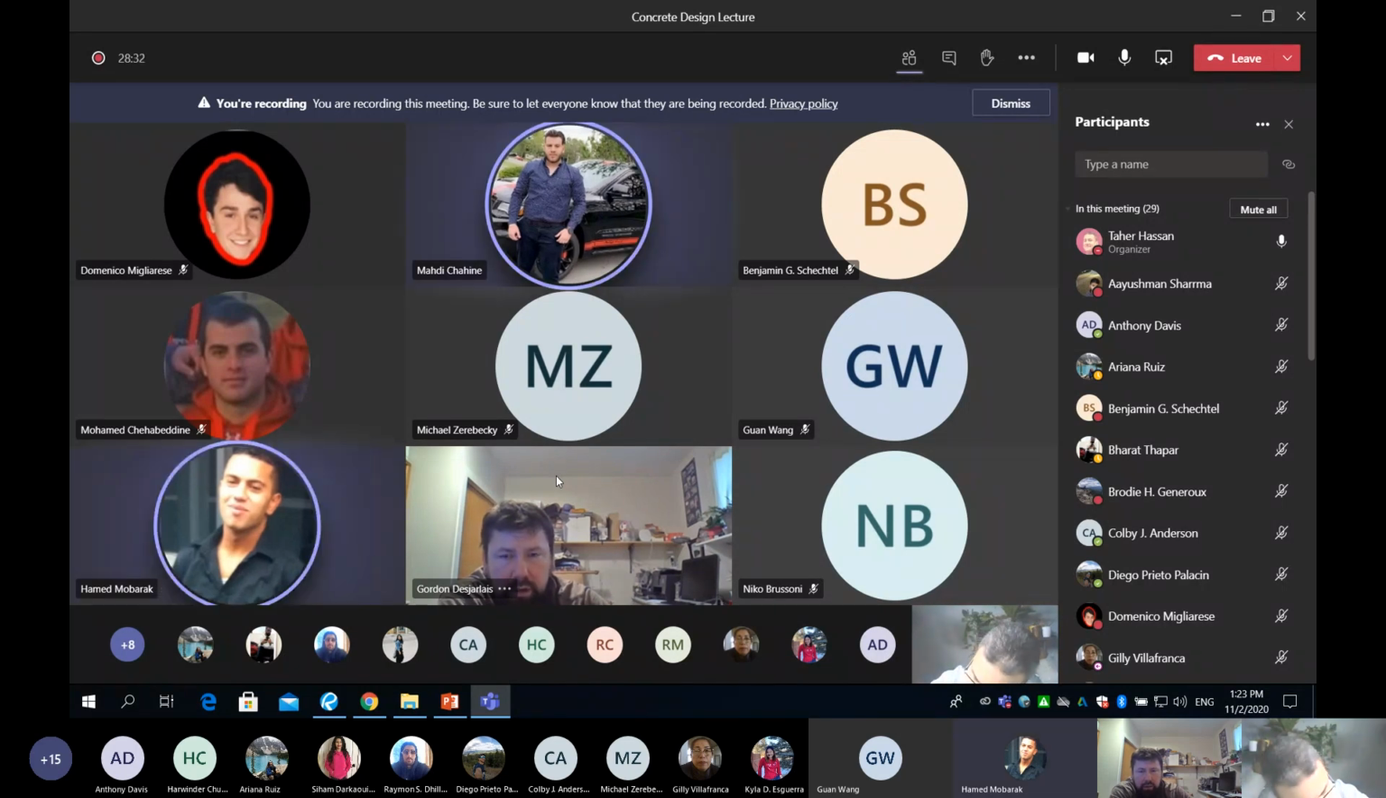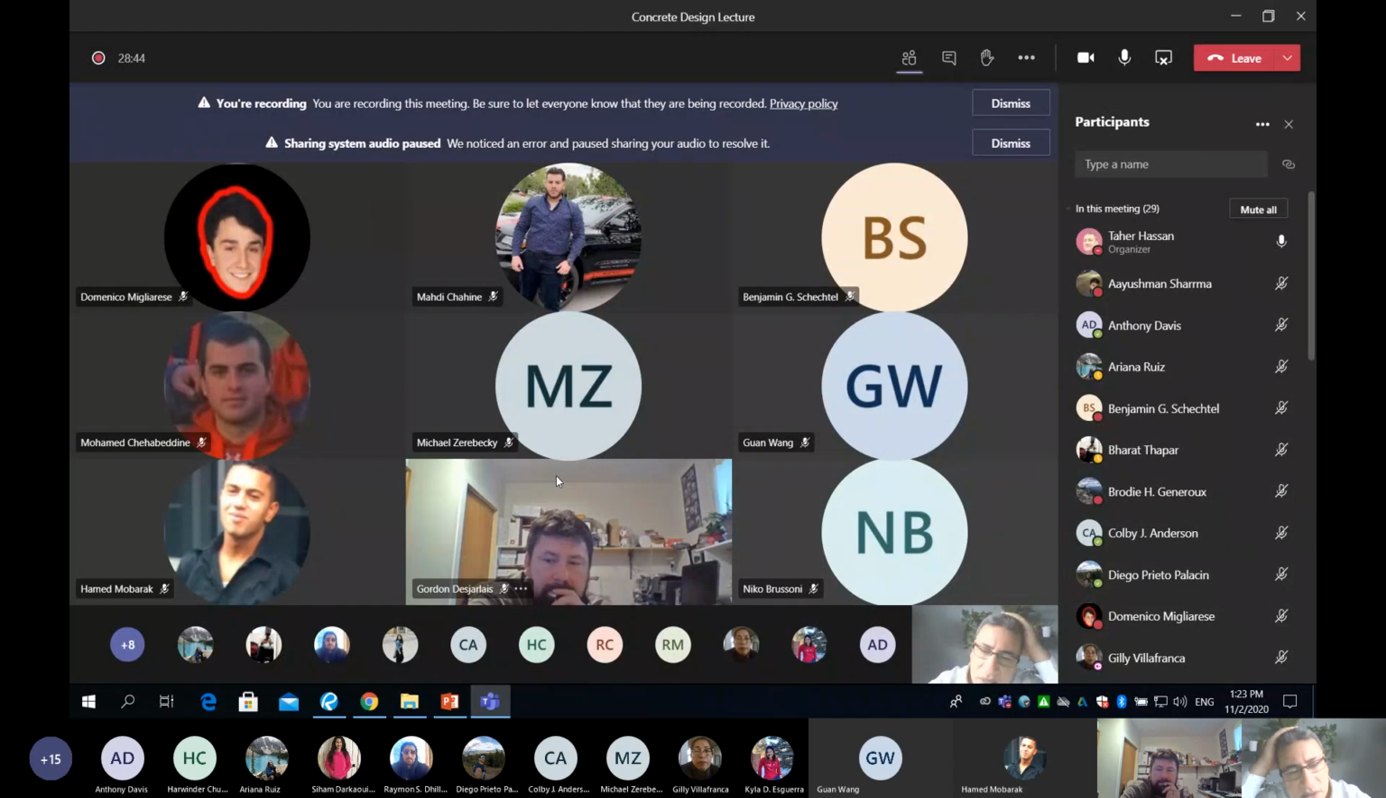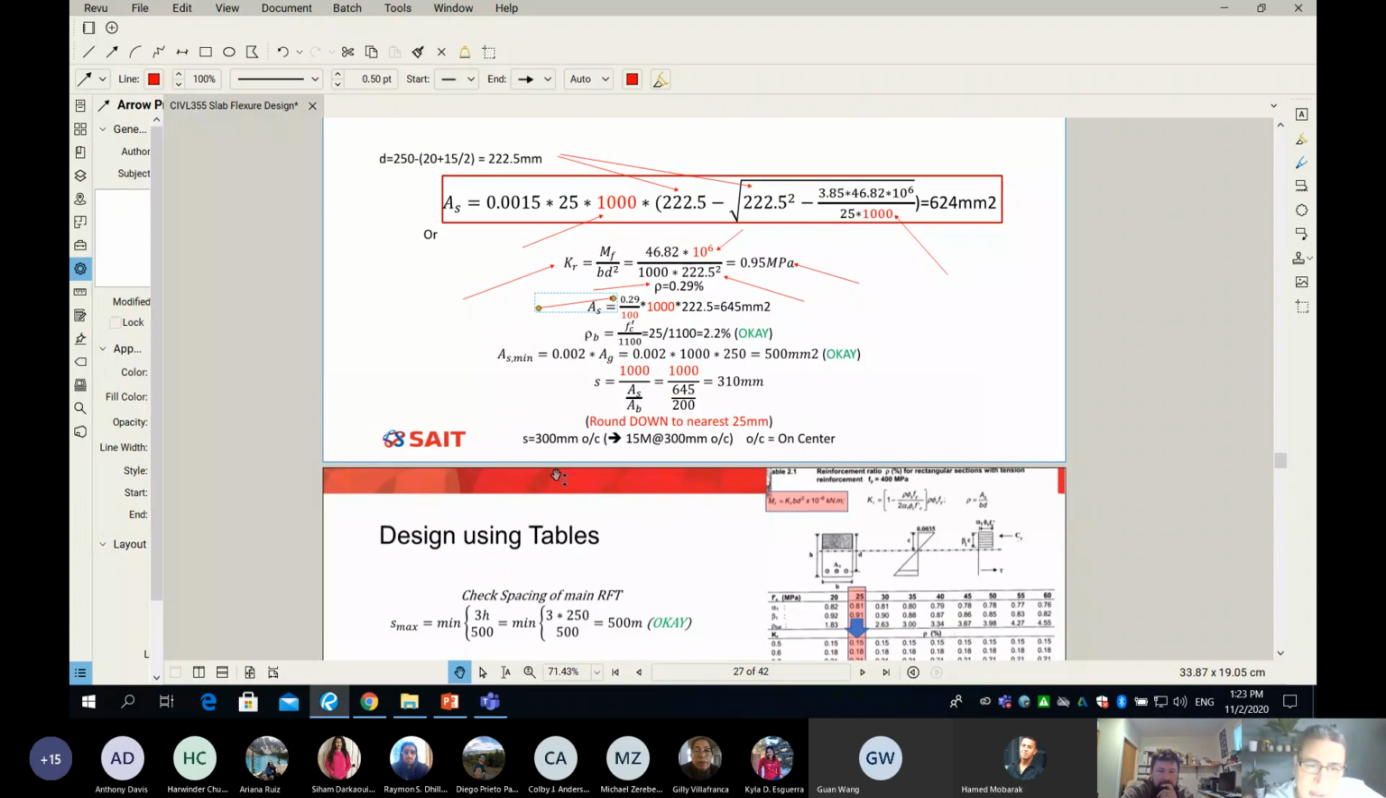Isn't it to do with alpha and beta? Because there are exact values for beta and the other one, alpha. Exactly, Hamid. So alpha 1 and beta 1 are exactly estimated, not like the equation, where I round them to 0.8 and 0.9 all the time, regardless of what my f'c is, if you remember that. Thank you for remembering all this information.